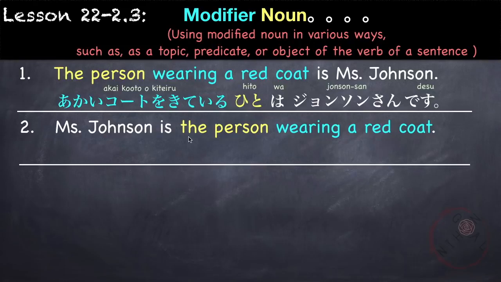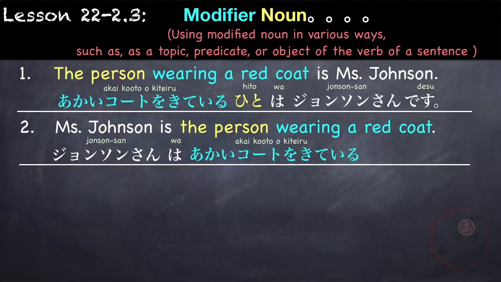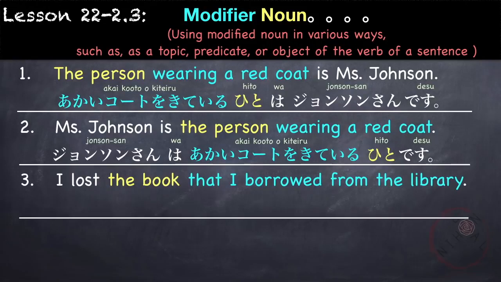Another example, Miss Johnson is the person wearing a red coat. Now, we use the modified noun as the predicate of the sentence. ジョンソンさんは赤いコートを着ている人です。ジョンソンさんは赤いコートを着ている人です。Next example, I lost the book that I borrowed from the library.